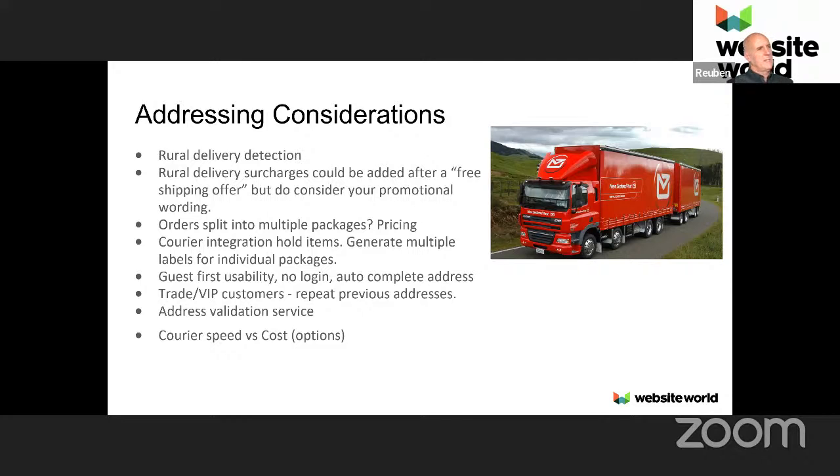Will your orders be split into multiple packages? Is that beneficial to you for the cost of supplying? Or does it help the customer get some of the items sooner or later? How does that affect your pricing? Can your courier integration with your platform hold items? So if you want to part ship an order, the pricing that the courier provides needs to be based only on the items that you are shipping today.